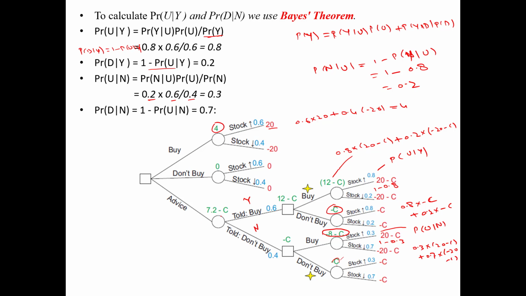And we have already calculated probability up yes in the previous slide, which is 0.6. And this is 0.4. Now 0.6 into 12 minus C plus 0.4 into minus C. When you simplify it, you will get this. Now this is 4, this is 0, and this is 7.2 minus C. Let's suppose C is 2, so 7.2 minus 2 is 5.2. 5.2 is greater than 0 and 4. Yes, 5.2 is better than 0 and 4. So we need to take advice.